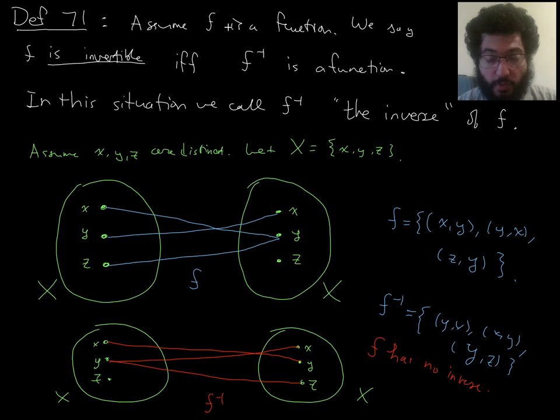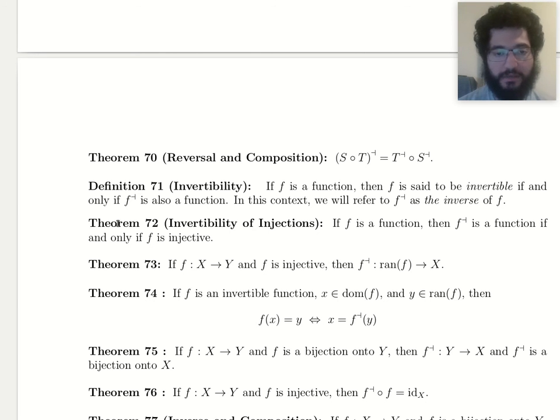So then we can describe when f is invertible. When is the reverse of f a function? It should be when f is injective. And here it is, our next theorem, theorem 72. If you have f a function, then f is invertible, in other words, f reverse is a function, if and only if f is injective.